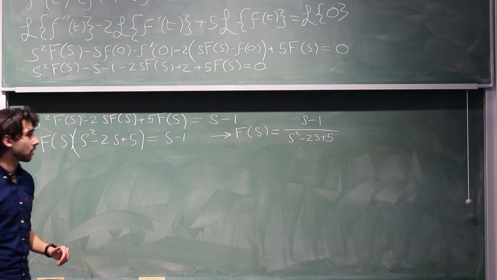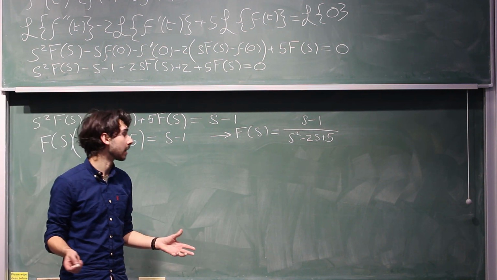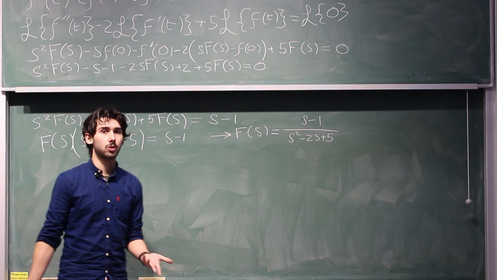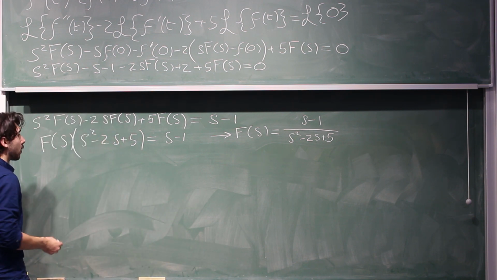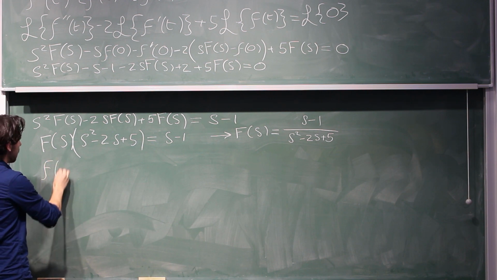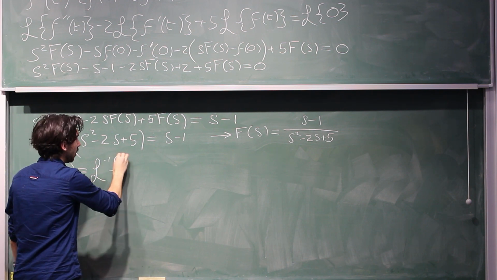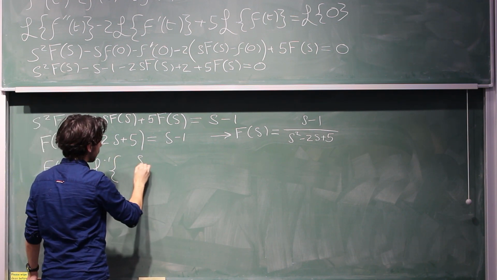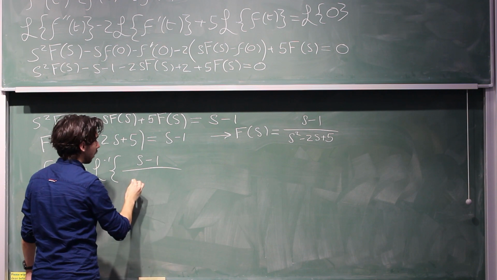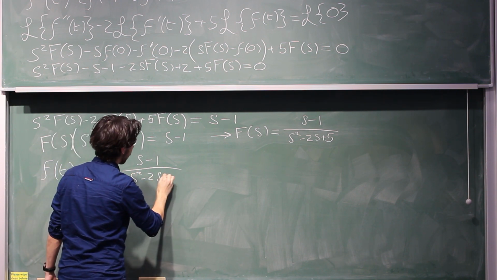Okay, we've got F of s on its own. We're basically at the end of the question. All we've got to do is inverse Laplace transform both sides. So if we inverse Laplace transform both sides, then lowercase f of t is just the inverse Laplace transform of the right-hand side, which is s minus 1 all over s squared minus 2s plus 5.